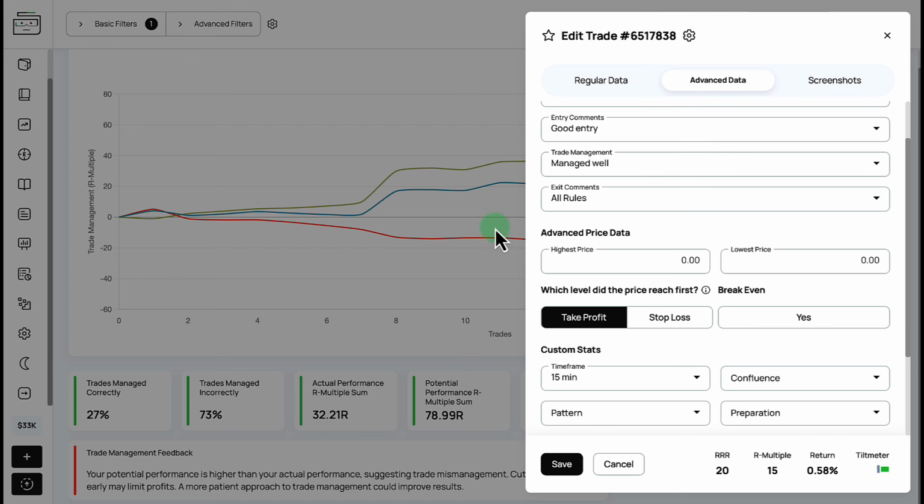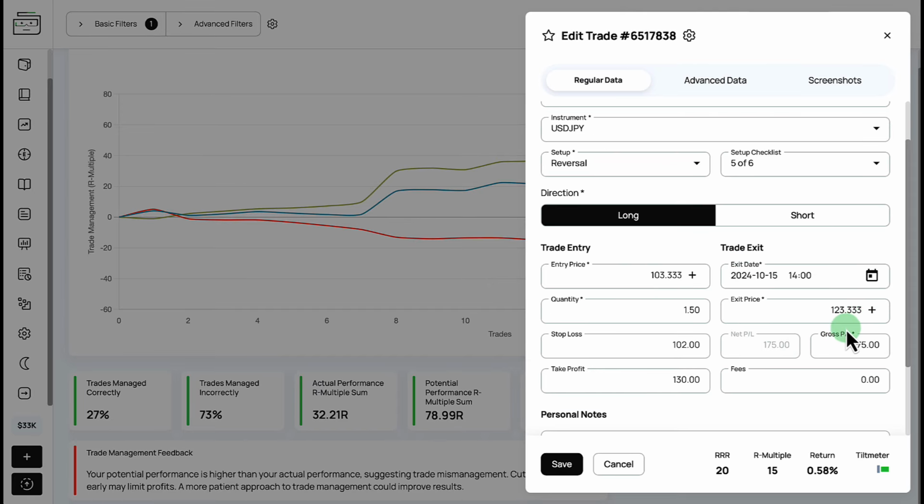in Edgewonk, what we do here, you also have a selection criteria here. And this level then unlocks the trade management graph. Which level did the price reach first, take profit or stop loss? And in this case, the price would have reached the take profit if the trader would not have interfered with the trade. But as you can see, we exited the trade ahead of the take profit.